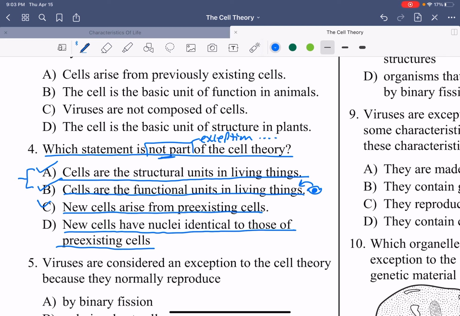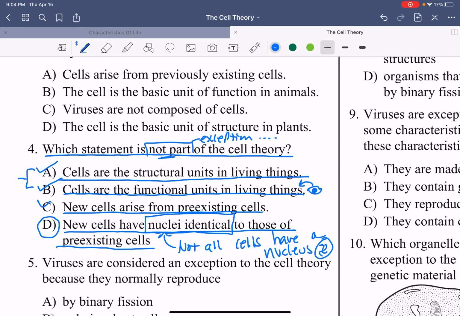New cells do not have nuclei identical to those of pre-existing cells. This is a very odd thing to say. This is where you have that knowledge of eukaryotic cells versus prokaryotic cells. Not all cells have a nucleus. Okay? Not all cells have a nuclei or nucleus. And a nucleus is where you have your chromosomes and DNA. So this one doesn't sound right.